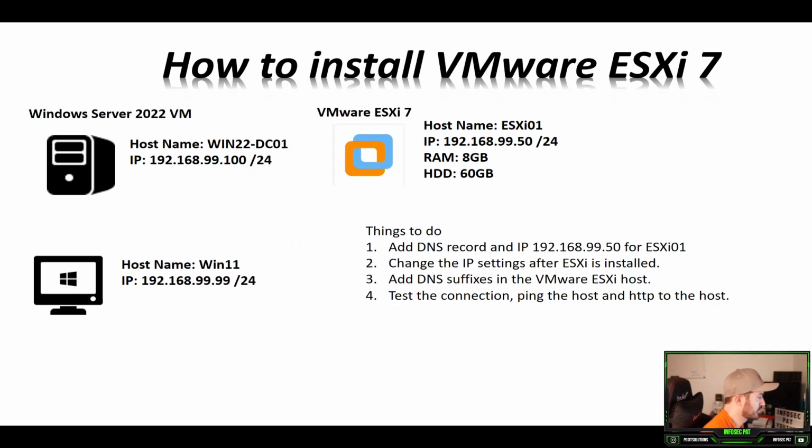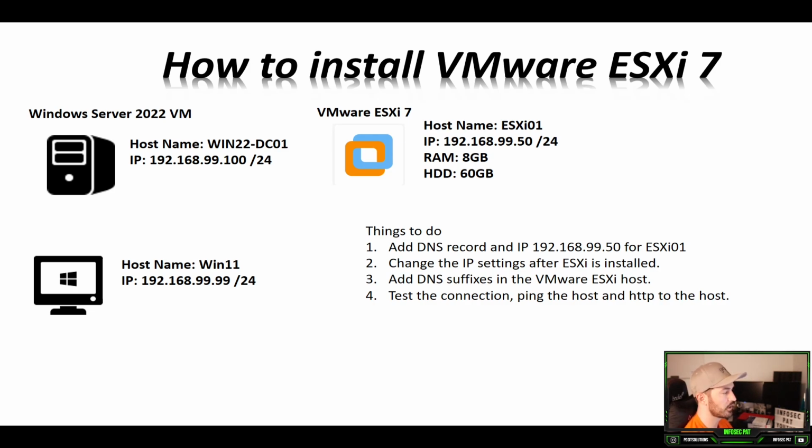Okay, so what we're going to be doing, we're going to be setting up our first ESXi host in this video. So in our little network, we have a Windows Server 2022 with Active Directory. You guys seen that video. That's the first couple of videos. The last video was installing Windows 11, which is our client machine. Today we're going to be installing ESXi 7.